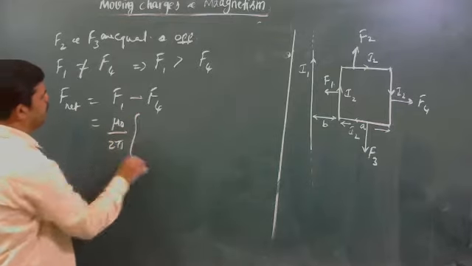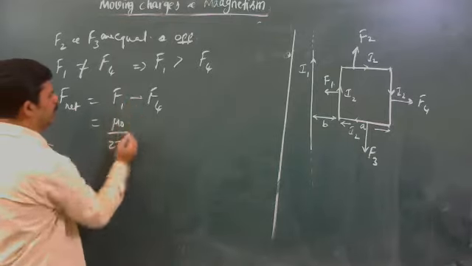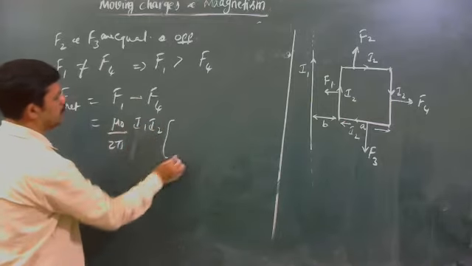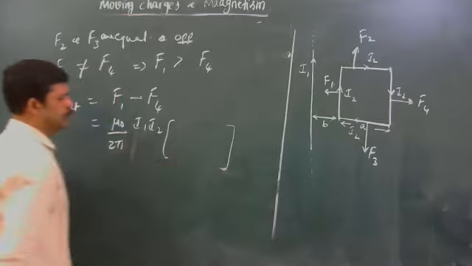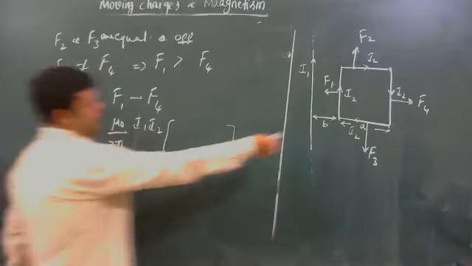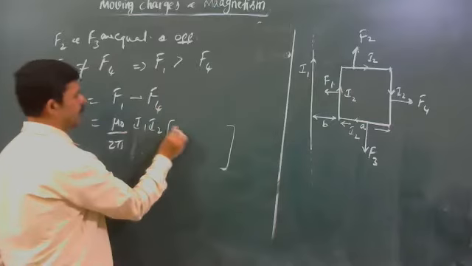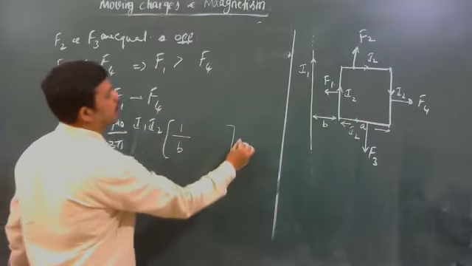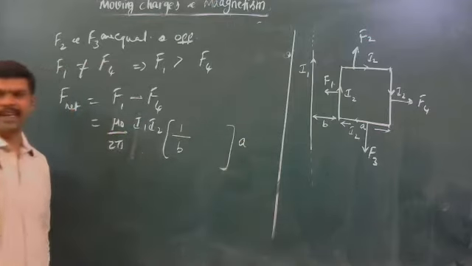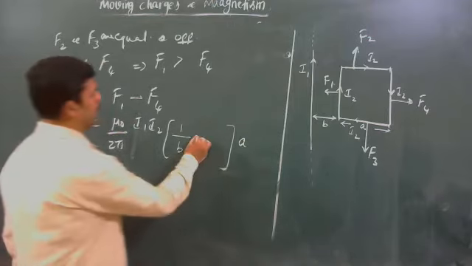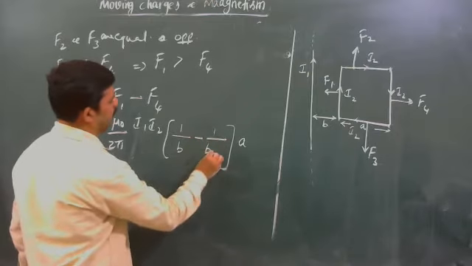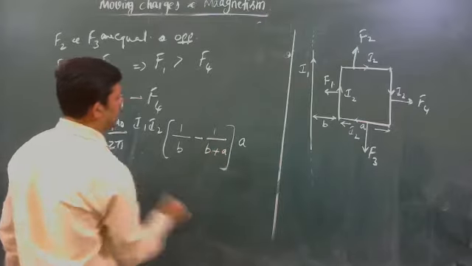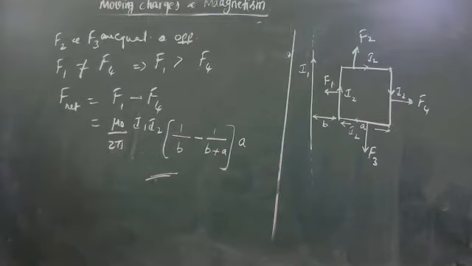What is F1? Mu naught by 2 pi I1 I2 into 1 by B minus 1 by B plus A. Taking the common denominator, this is the answer.